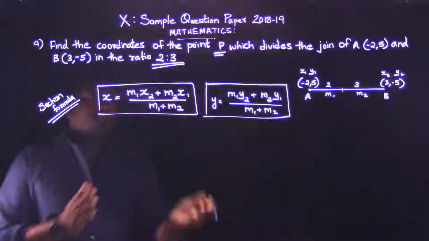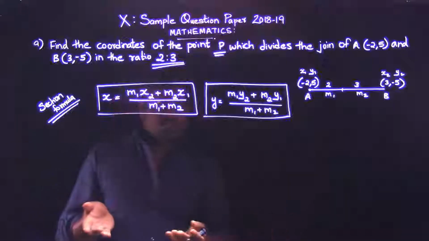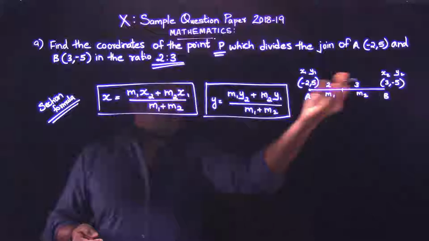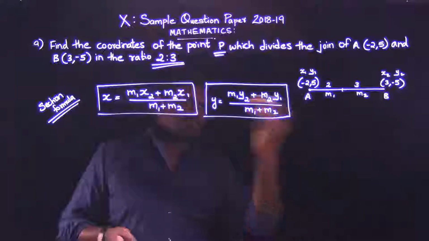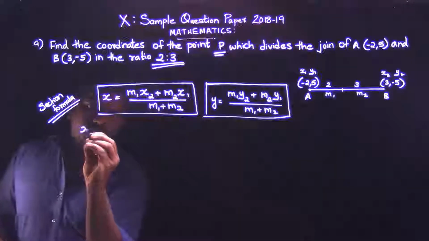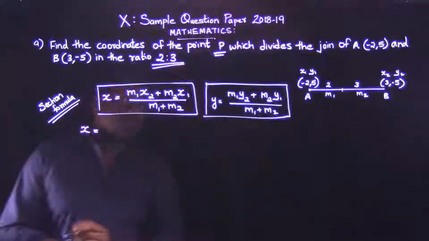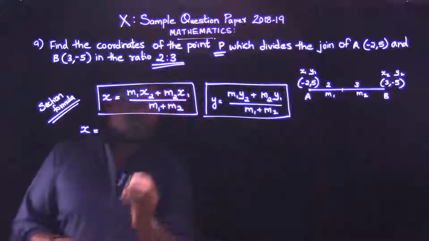Fine. When you have the formula, when you know it, then what else? You already have x1, y1, x2, y2. Substitute it, you will get it. Okay, x is equal to m1. What is m1?